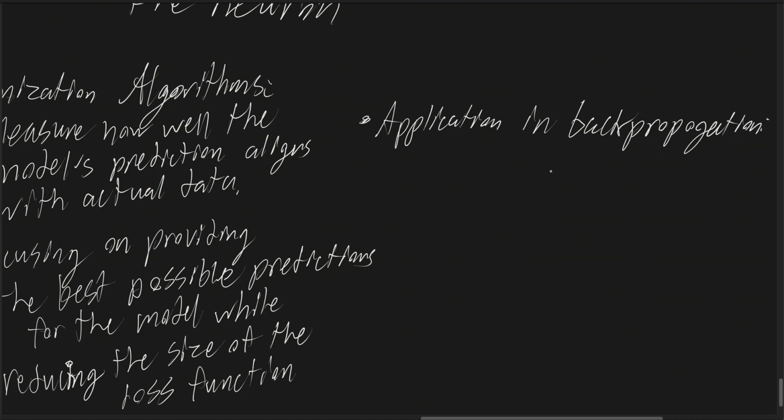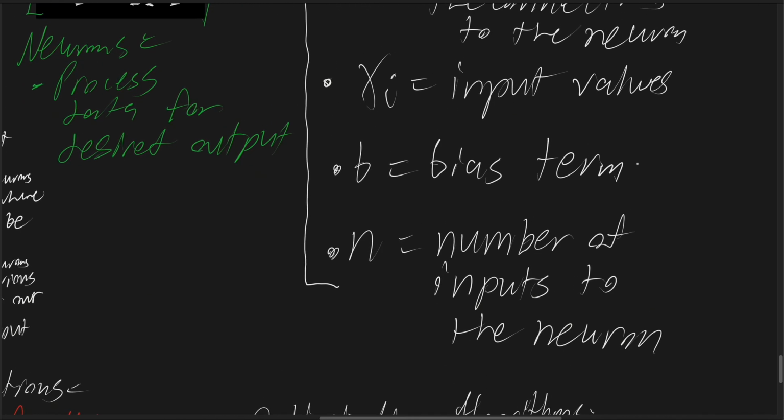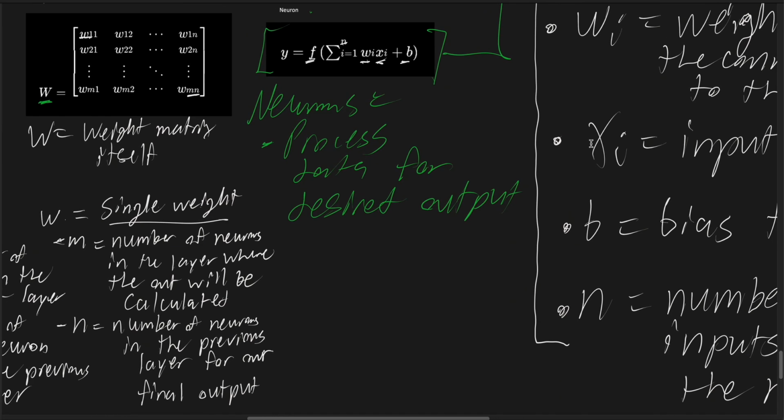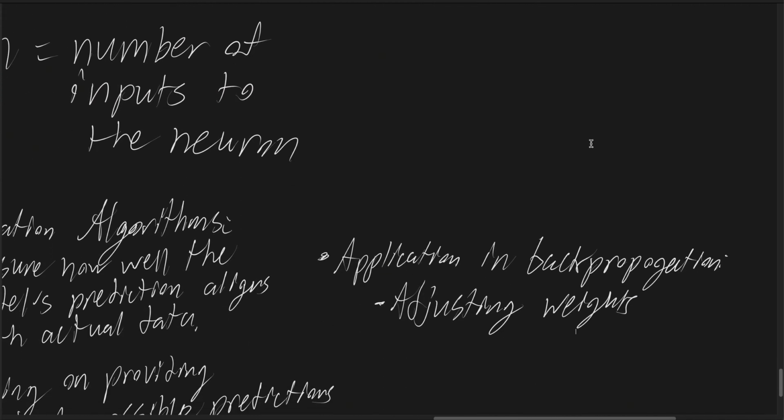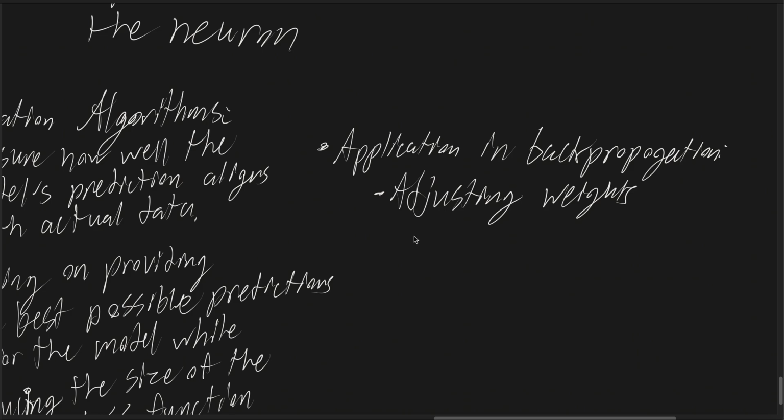And during training, the network uses backpropagation to adjust the weights based on the error of the output. So adjusting weights as indicated by our matrix, depending on the output. Depending on the error of the output.